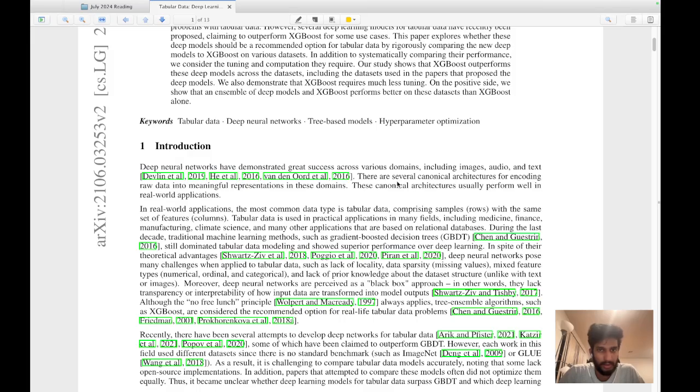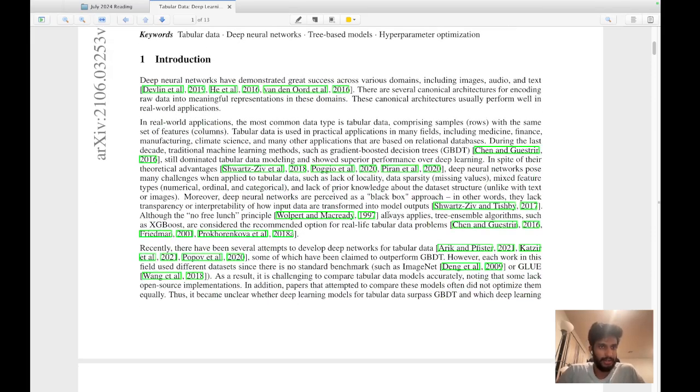Keywords: tabular data, deep learning, neural networks, deep neural networks, tree-based models, hyperparameter optimization. Cool. Introduction. Deep neural networks have demonstrated great success across various domains, including images, audio, and text. These papers, I guess, are Devlin et al., He et al., Van Den Oord et al.